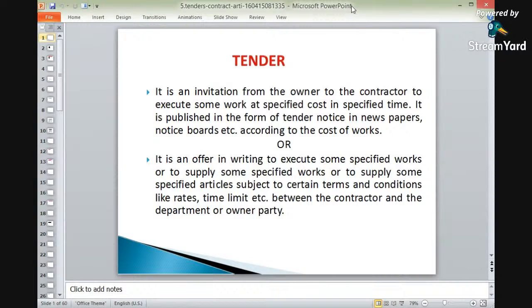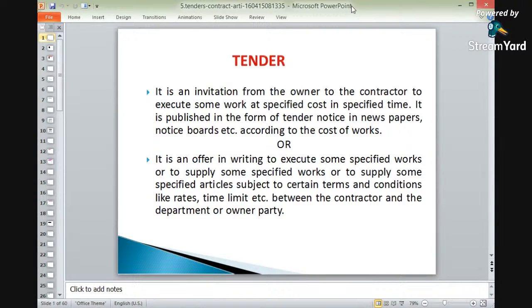So firstly, we have the concept of rate analysis. Also, we have to see tenders and contracts. We will see some part of tenders today, and the remaining part we will see in the next lectures. Today, after rate analysis, we will discuss the tenders. So what is a tender?